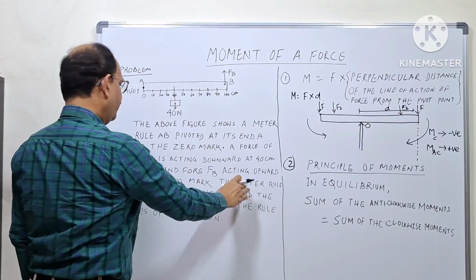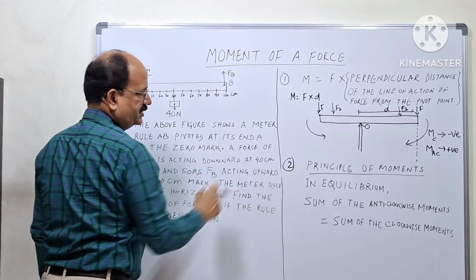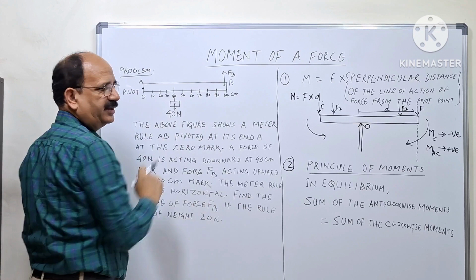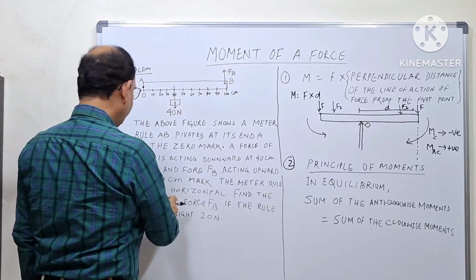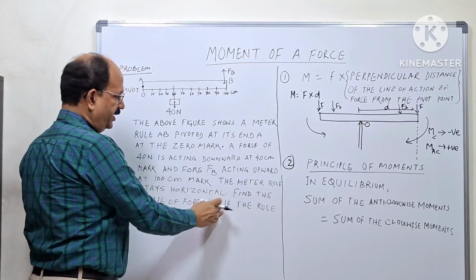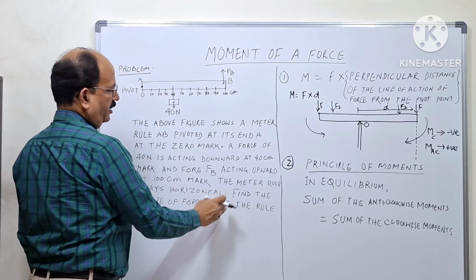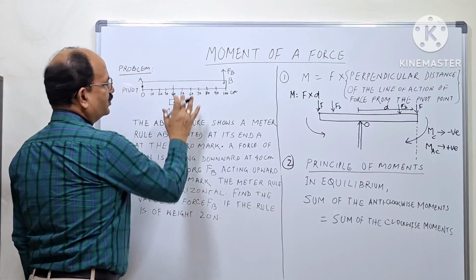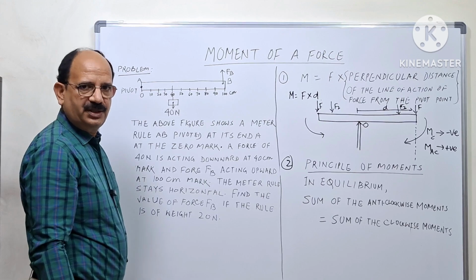The meter rule stays horizontal. Same condition, that it is in equilibrium, so it is not rotating in either direction, it is remaining horizontal. Find the value of force FB if the rule is of weight 20 Newton. Its own weight is 20 Newton. The meter rule weight itself is 20 Newton.